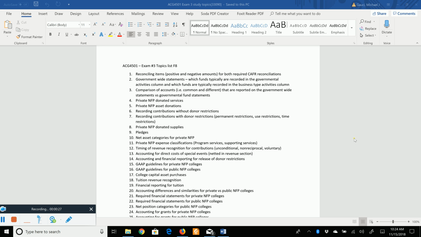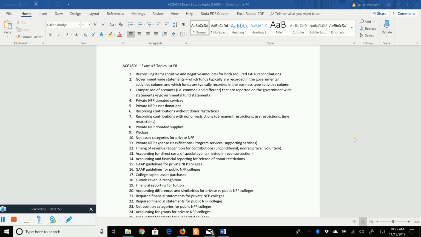Okay, the test will cover chapters 9 and then 14, 15, and 16. Chapter 9 was the last chapter dealing with governmental accounting. The big topic in chapter 9 was the reconciliation from the governmental fund financial statements to the government-wide financial statements. That's going to be a big chunk of your test.